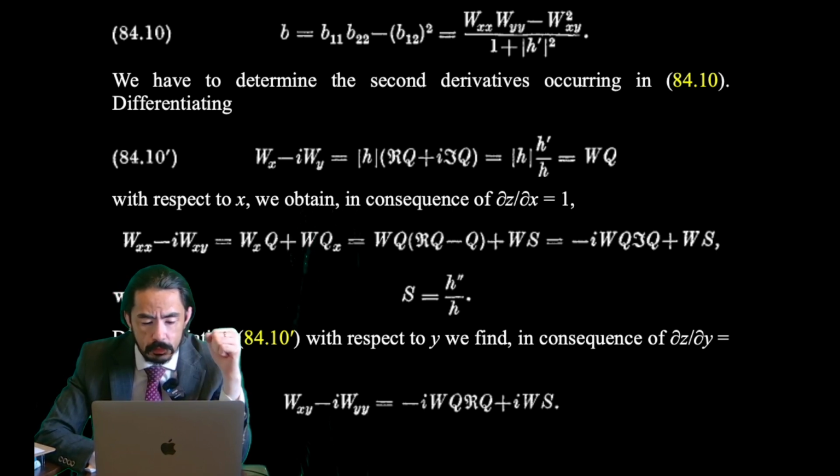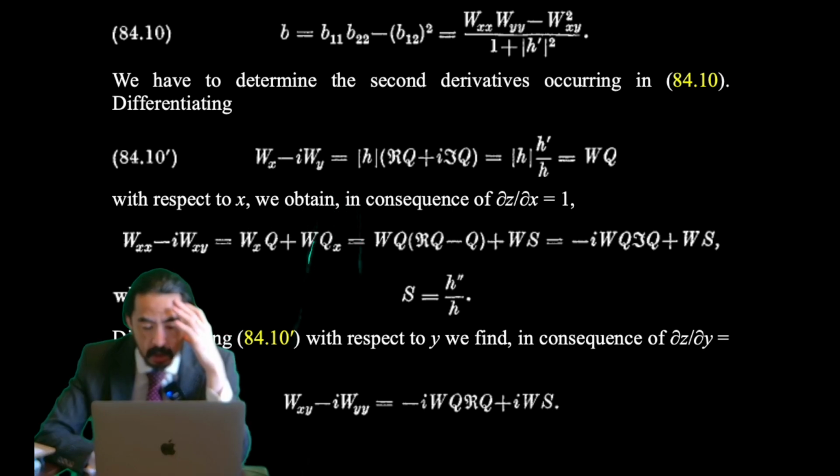Differentiating capital W sub x minus I times capital W sub y equals the modulus of h, then times the real part of capital Q plus I times the imaginary part of capital Q. Weird way of writing it that way. Why not just write capital Q? It equals the modulus of h, then times h prime over h, which works out to be capital W times capital Q, okay? With respect to x, that's what we did. We differentiated with respect to x here. We obtain this in consequence of partial z, partial x being equal to 1.